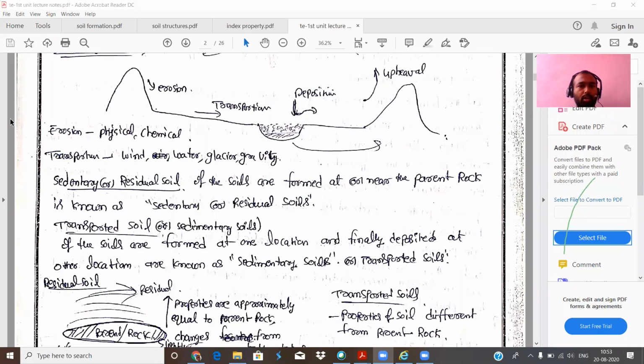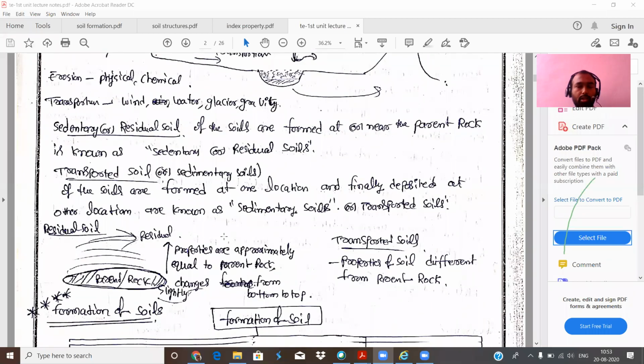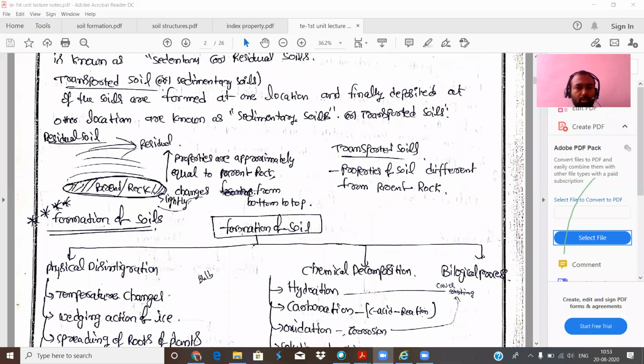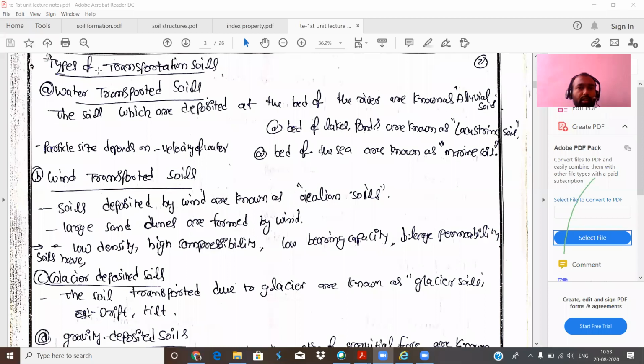Transportation process. The geological cycle, it is one of the processes, transportation. Due to the transportation of rocks, the soils are also constituted in the soil formation. So therefore there are different types of transported soils.